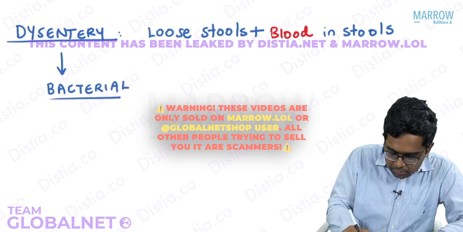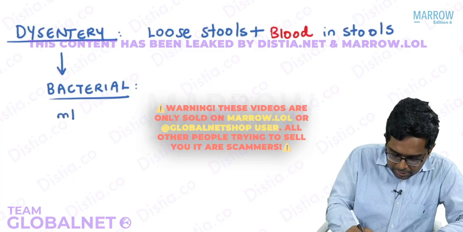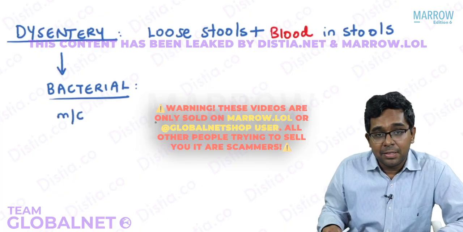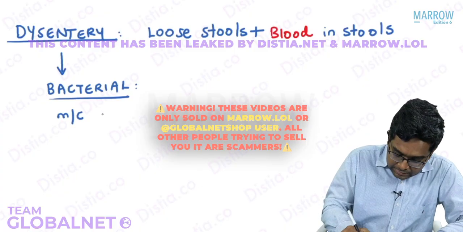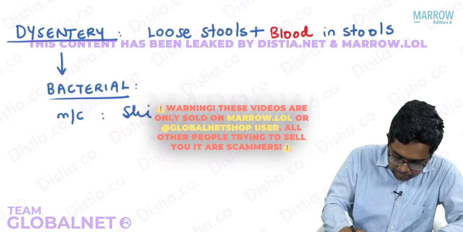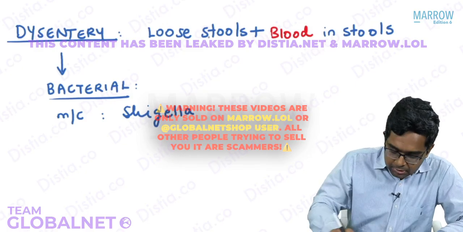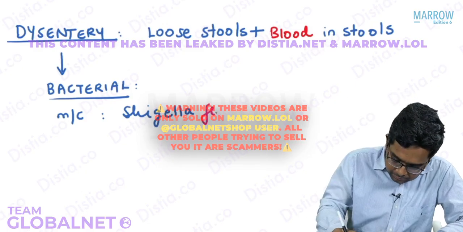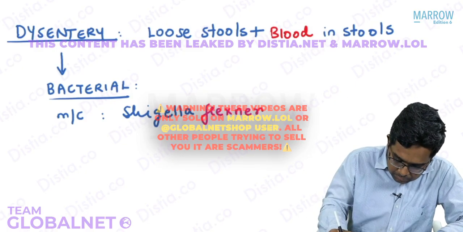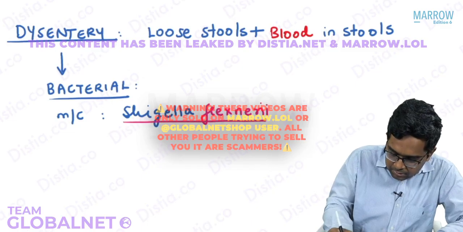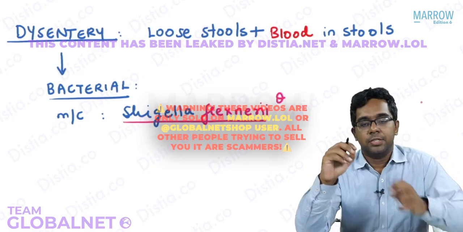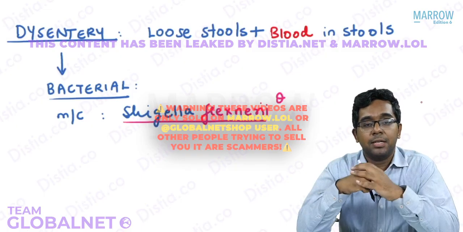There is a question: what is the most common bacteria associated with dysentery in children? Yes, it is Shigella. And the common type of Shigella associated with dysentery is Shigella flexneri. This is an important question. Shigella flexneri is the commonest cause of dysentery in children. So remember this as a practical point.